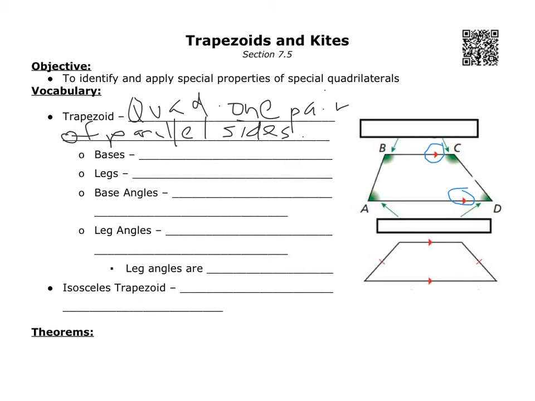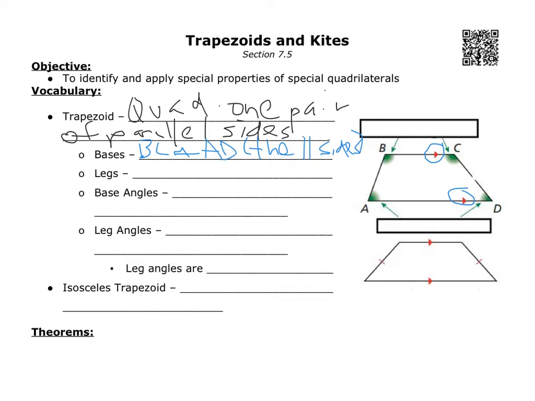Now, there are some special parts of a trapezoid, and the first part is the bases. There are actually two bases in a trapezoid, and they're the sides that are parallel. So we already talked about that BC and AD were parallel to each other, so they're the bases of this trapezoid. The parallel sides are the bases. So you could write that, or also you could, in parentheses, put the parallel sides, and we'll use the parallel symbol.